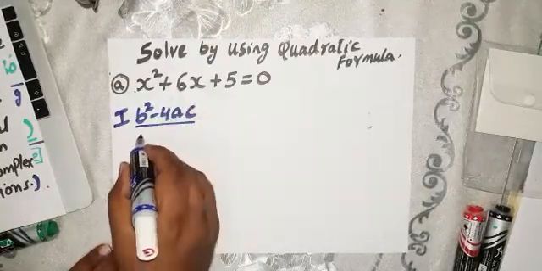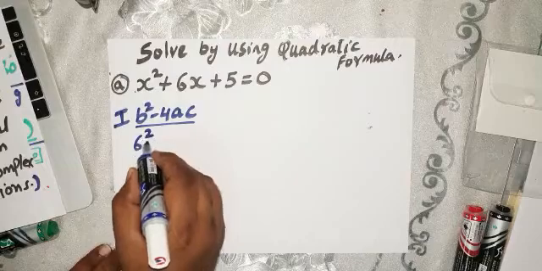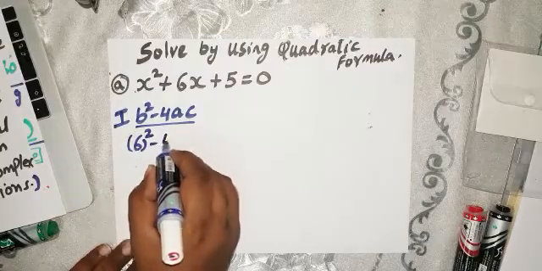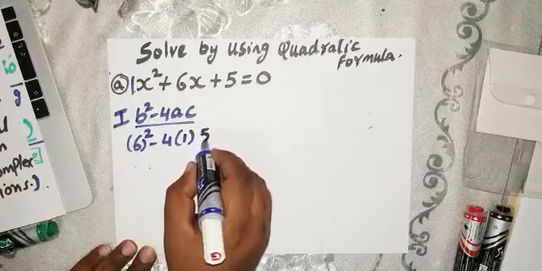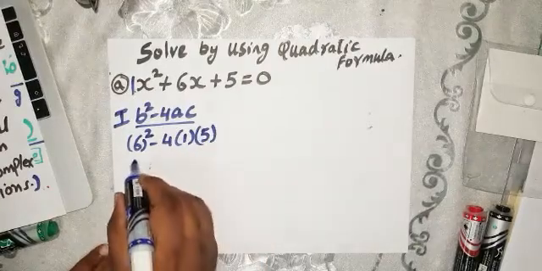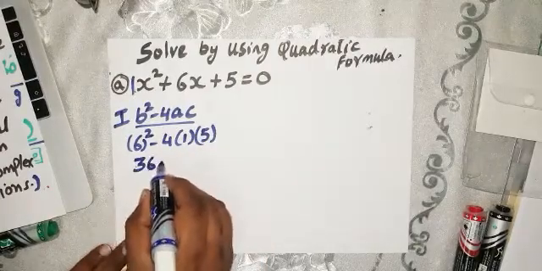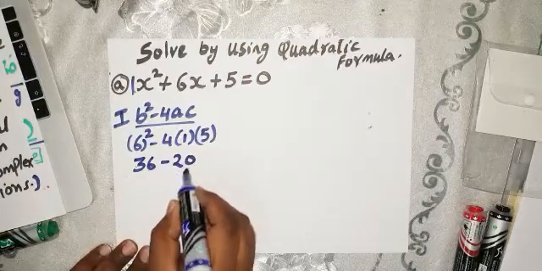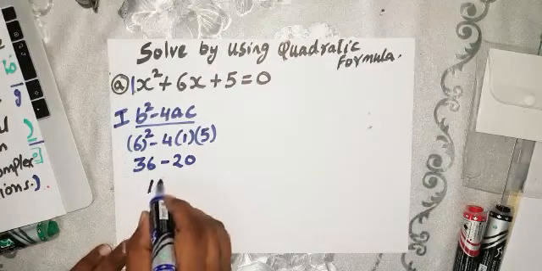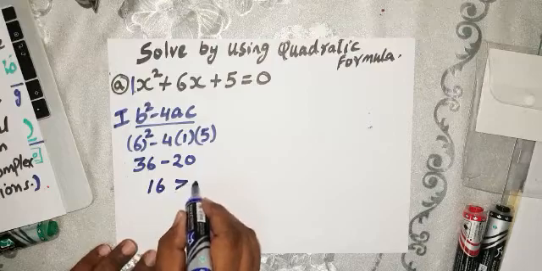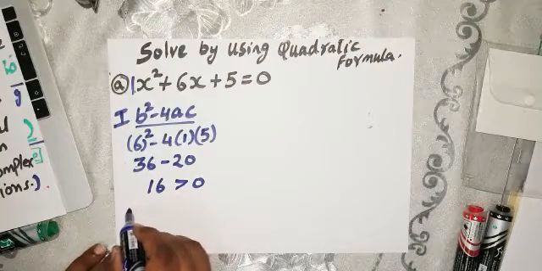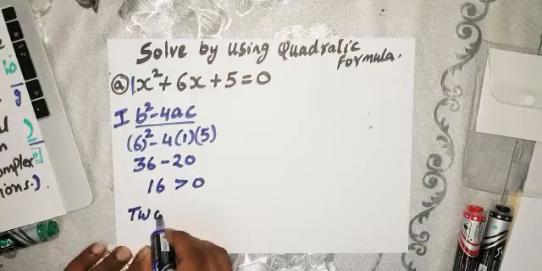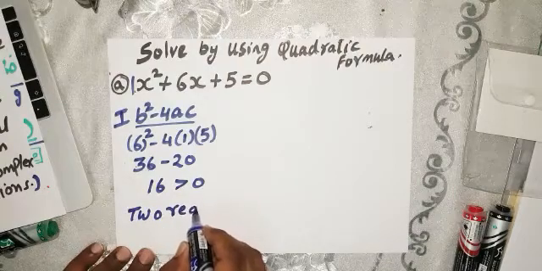So b is 6 square, better take it in brackets, 4 times, here nothing means 1, and 5. So this will be 36 minus 20, which is going to be 16. And this is more than 0. So what you want to justify is that you should have two real solutions.